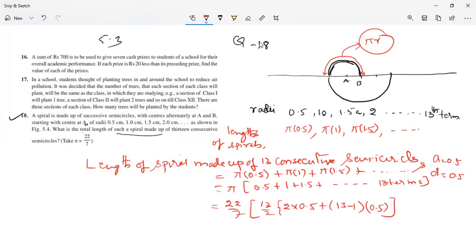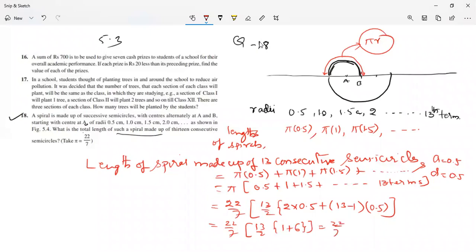Second term minus first term. So then you can do it 22 by 7 and 13 by 2 as it is, 0.5 into 2. Half into 2, that is 1. So this will become 1 and this is 12. 13 minus 1, 12. 12 into 0.5, it will become 6. 1 plus 6. So this will be 7.